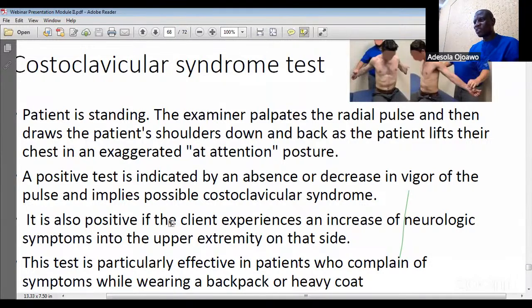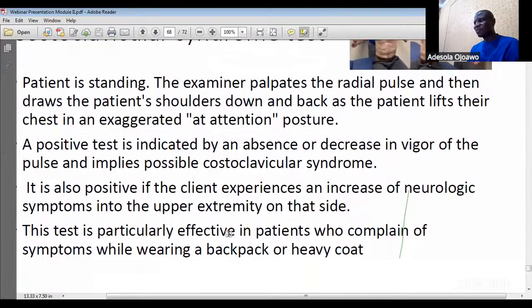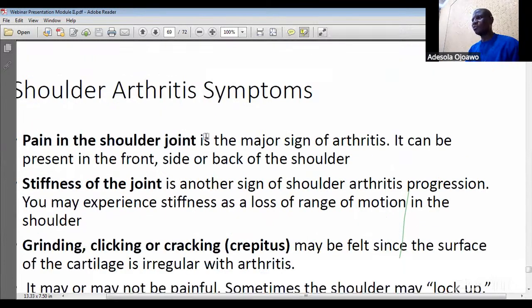It is also positive if the client experiences an increase in neurological symptoms into the upper extremity on that side. That's particularly effective in patients who complain of symptoms while wearing a backpack. They have been wearing the backpack, maybe it has really affected the structure there. All right. Shoulder arthritis, yes, I think this is going to be the last one.